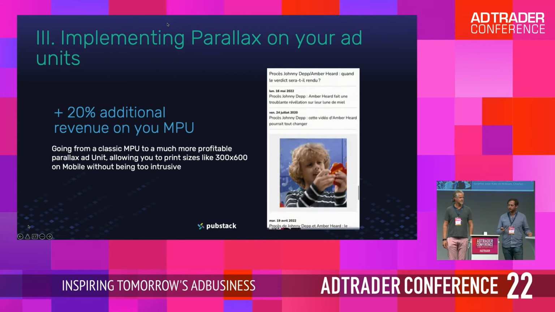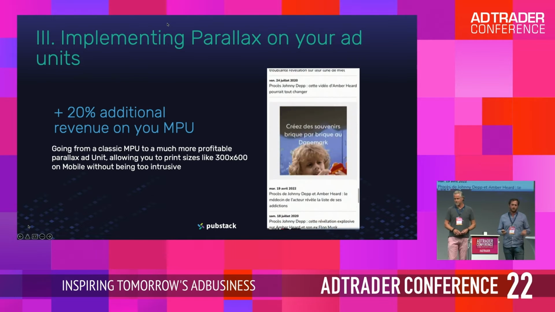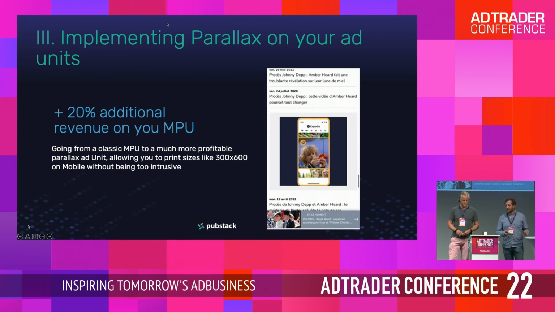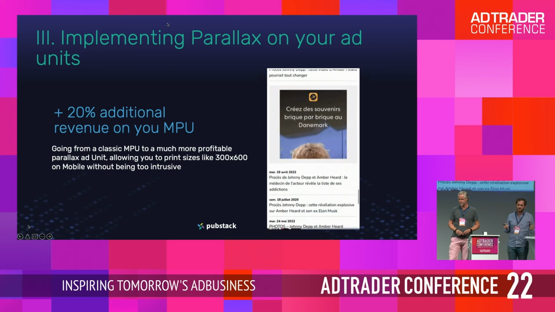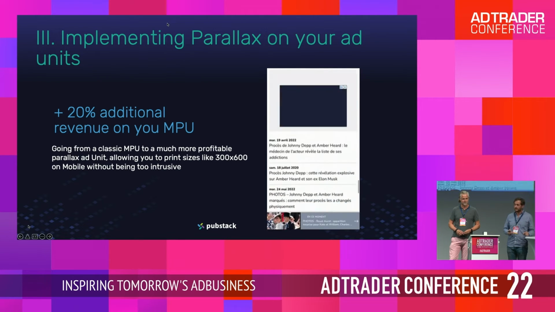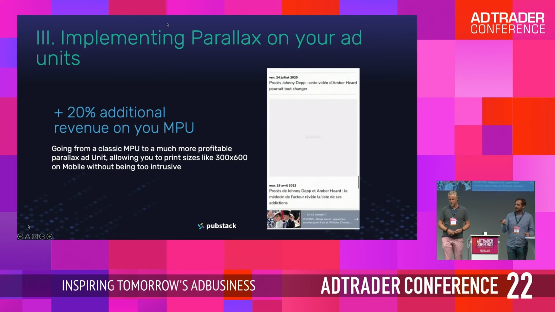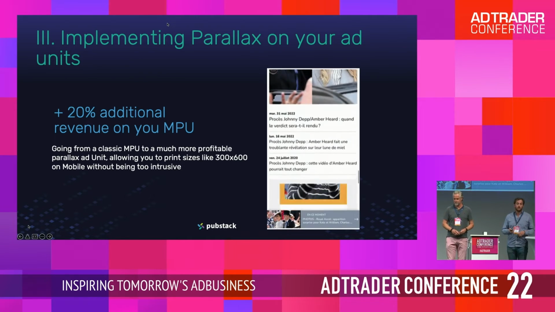Parallax is a very simple trick already used by many publishers, and by testing the parallax in comparison with the classic mobile MPU, we can measure on average an additional 20% of performance. So at scale, it can really change the game for any publisher. The parallax provides a sliding effect and allows publishers to have more ad sizes, longer ad sizes, but not in an intrusive way, because in the end the ad container remains exactly the same size as a classic MPU.